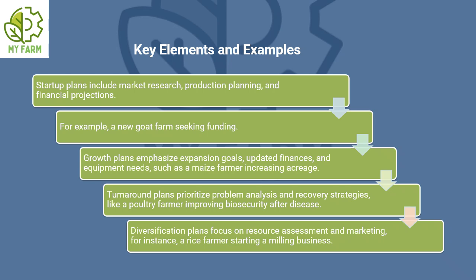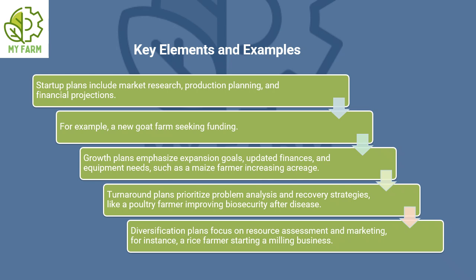Turnaround plans are designed for farms facing difficulties. They prioritize problem analysis, cost control, and recovery strategies. For example, a poultry farmer dealing with a disease outbreak may need a turnaround plan that strengthens biosecurity, reorganizes housing systems, and stabilizes cash flow. This type of plan helps restore productivity and financial health.